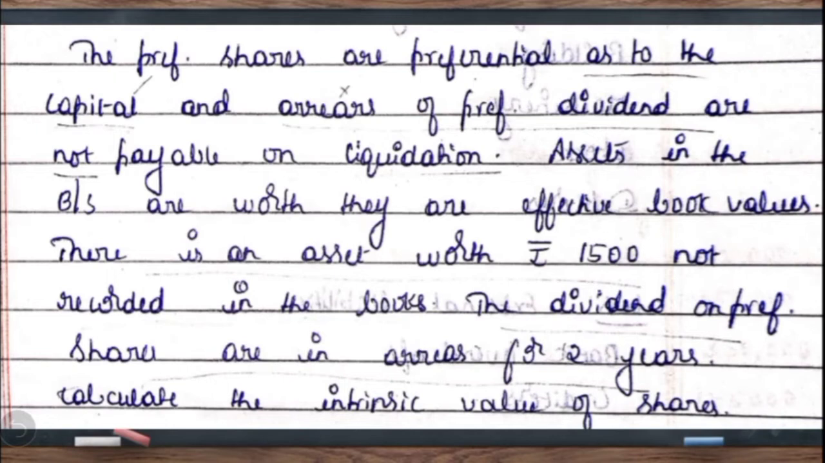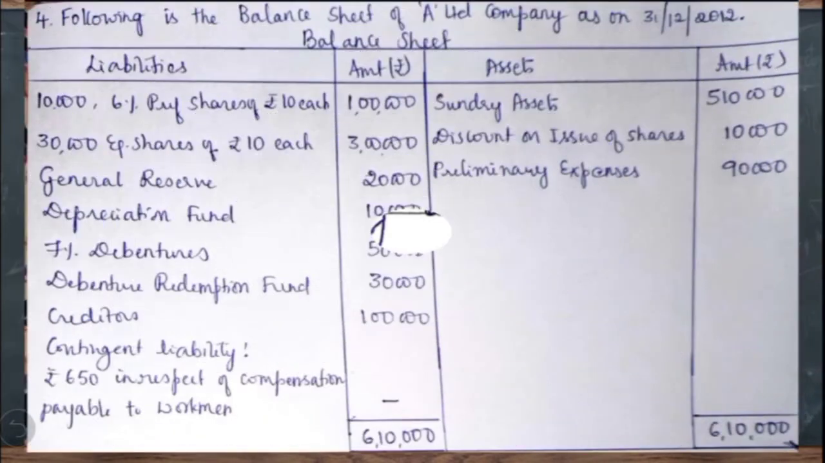As we discussed in the previous session, here the intrinsic value will be calculated in two steps. In the first step, we calculate the net asset available for equity shareholders, and then in the second step we calculate the intrinsic value by applying the formula: intrinsic value is equal to net asset available for equity shareholders divided by number of equity shares. So now in the first step we are going to calculate net asset available for equity shareholders.